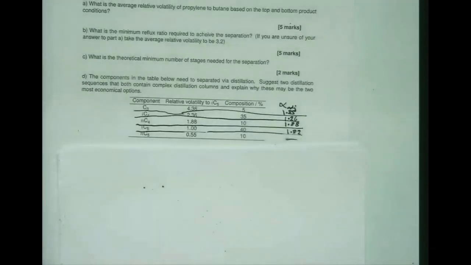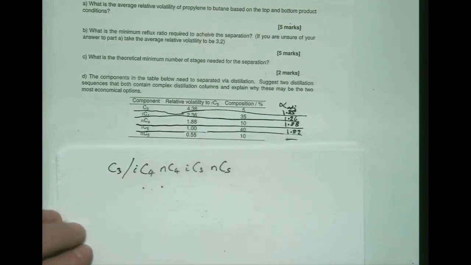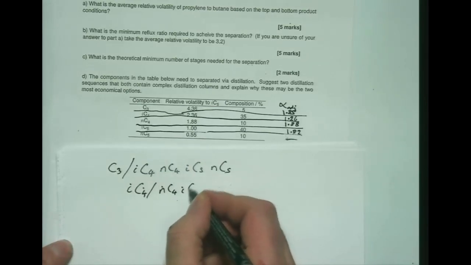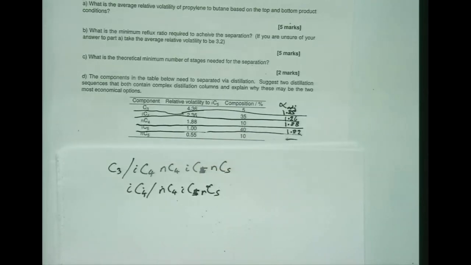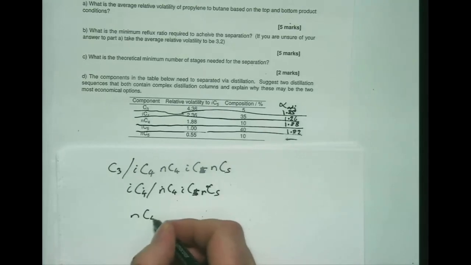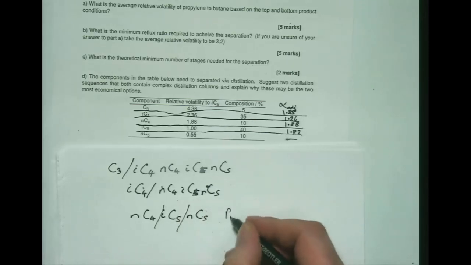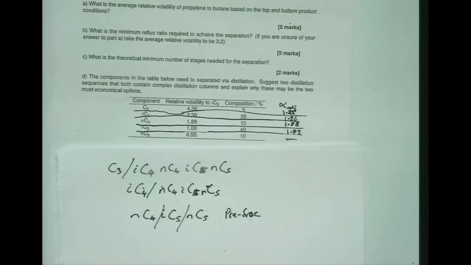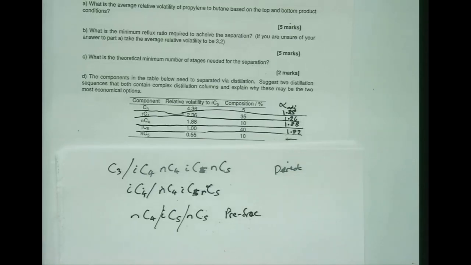So if we do the direct sequence, what we do is we split our most volatile component off first. Then we split our next most volatile component, and then what we're left with is our three components that we thought would be very nice to be separated by a pre-fractionation column. Okay, so that is potentially our first good distillation sequence. And the reasons are, we've gone direct sequence first, which is one of our heuristic rules.